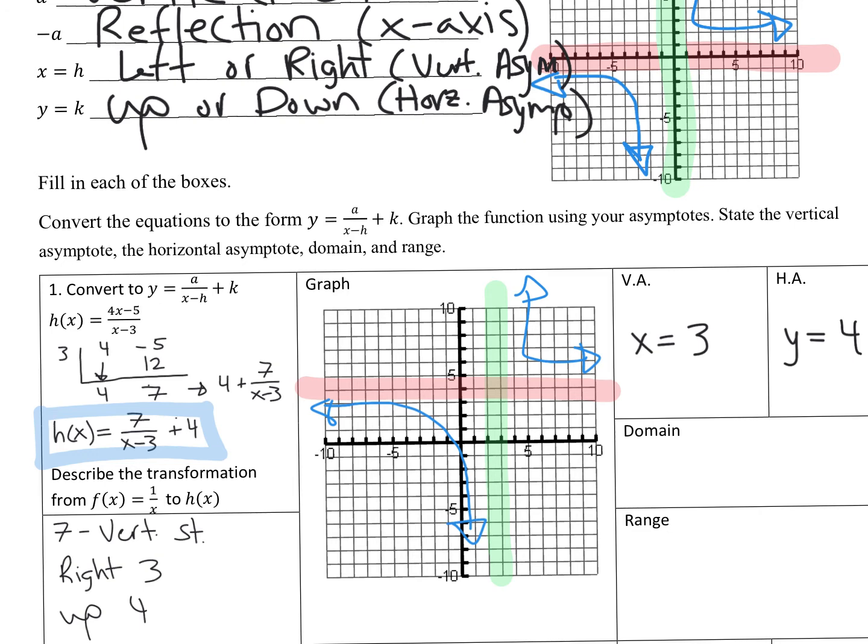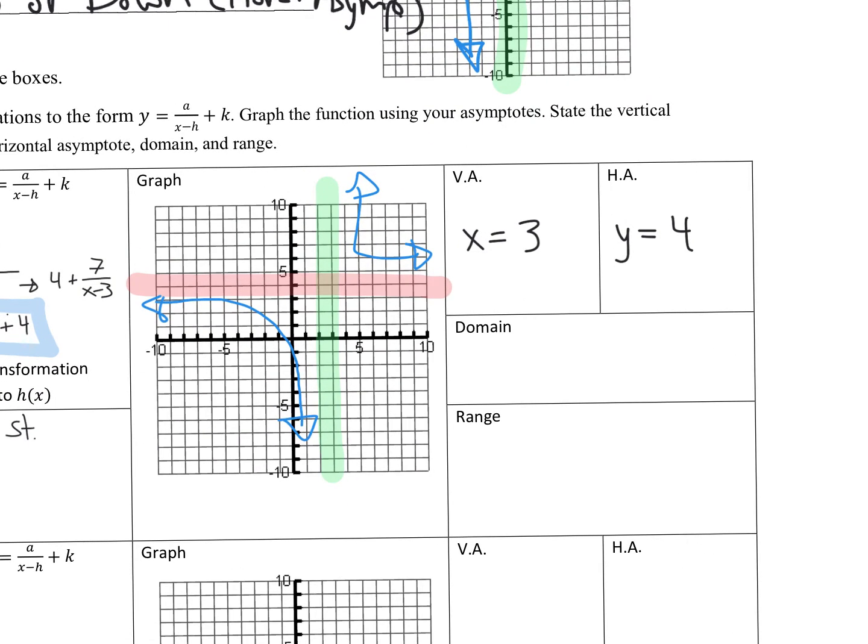Now, when it comes to talking about the domain and range, you can use simple set builder notation to kind of describe it. So for the domain, what you can say is x is such that x cannot equal 3. And what that is telling the reader is that x can be everything else, but it just can't be 3. And then you can also say for the range, very much the same thing. You can say that y is such that y can't be 4.